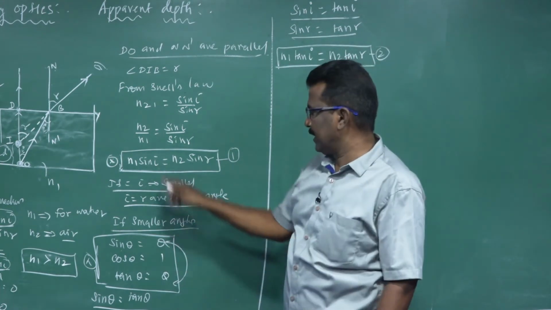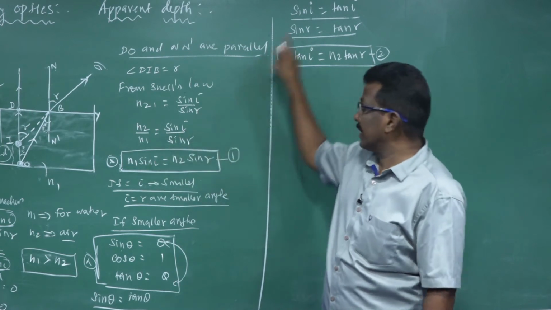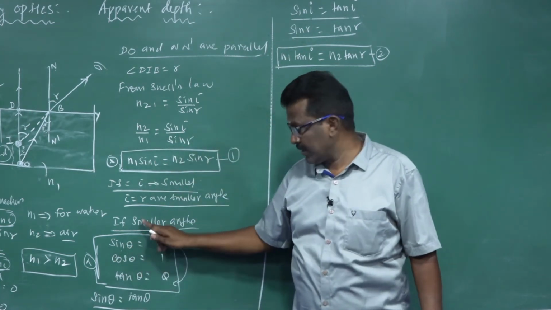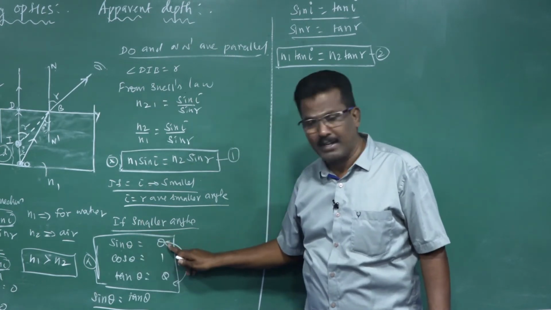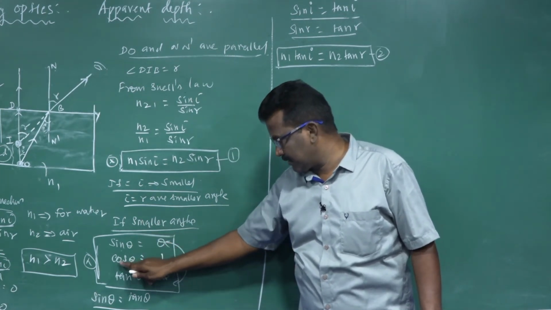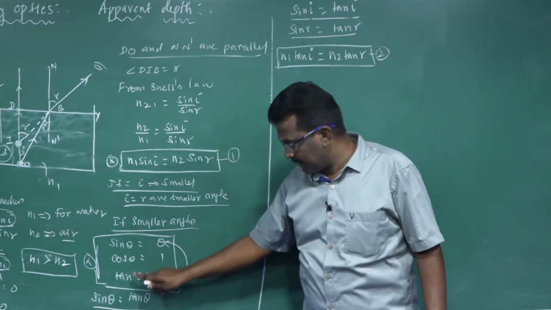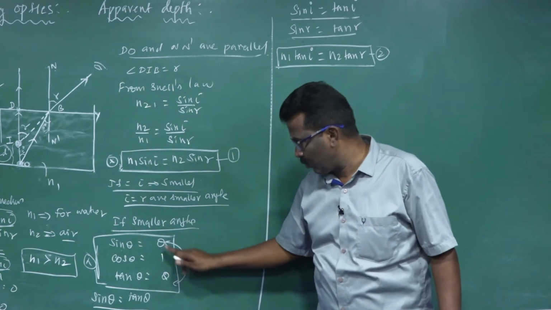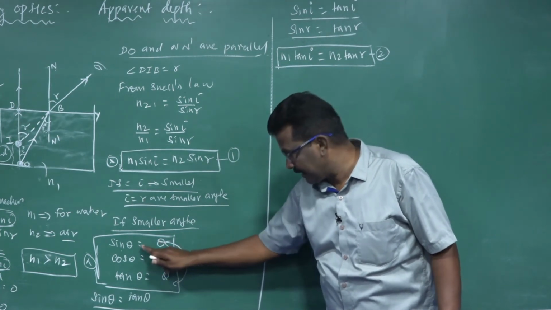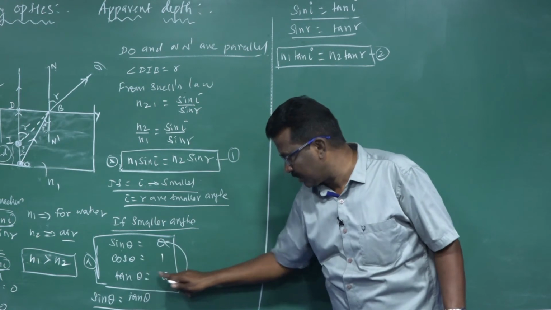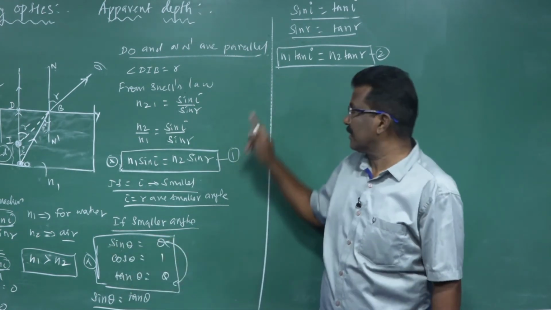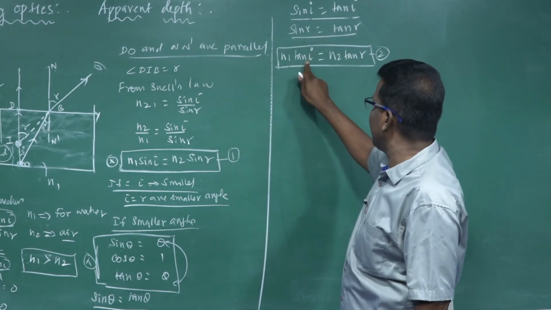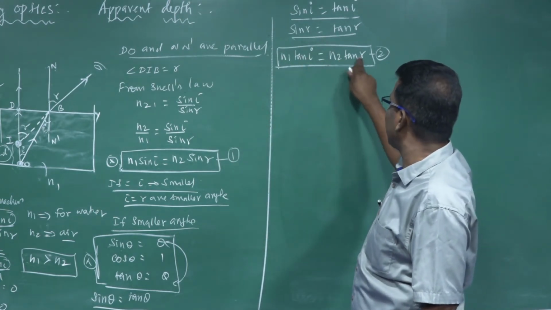Equation number 2. Instead of sin I, we are using tan, because for a smaller angle theta, sin theta can be written as theta, cos theta can be written as 1, and tan theta can be written as theta. So sin theta is equal to theta, and tan theta is equal to theta. Both are the same, so sin is equal to the tan value. Instead of sin, you substitute the tan value: N1 tan I is equal to N2 tan R.